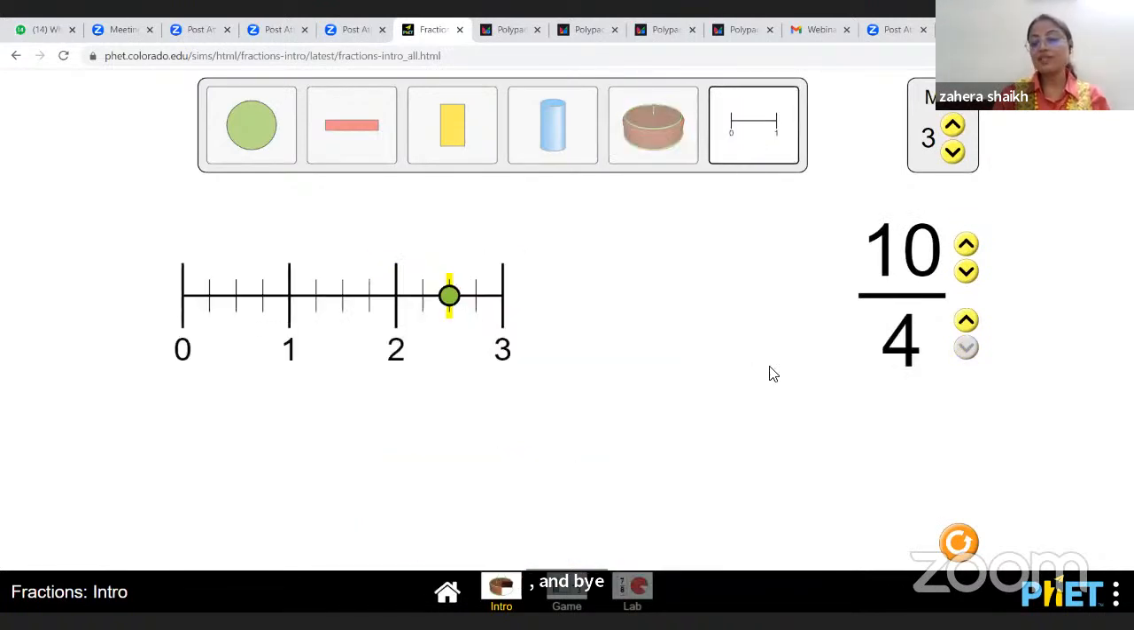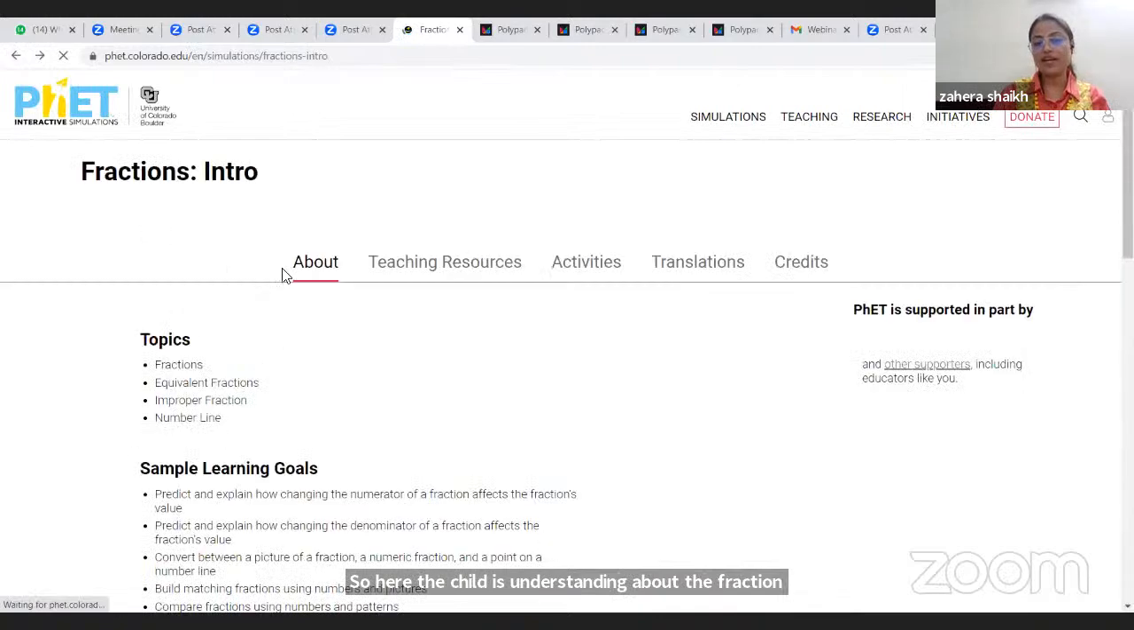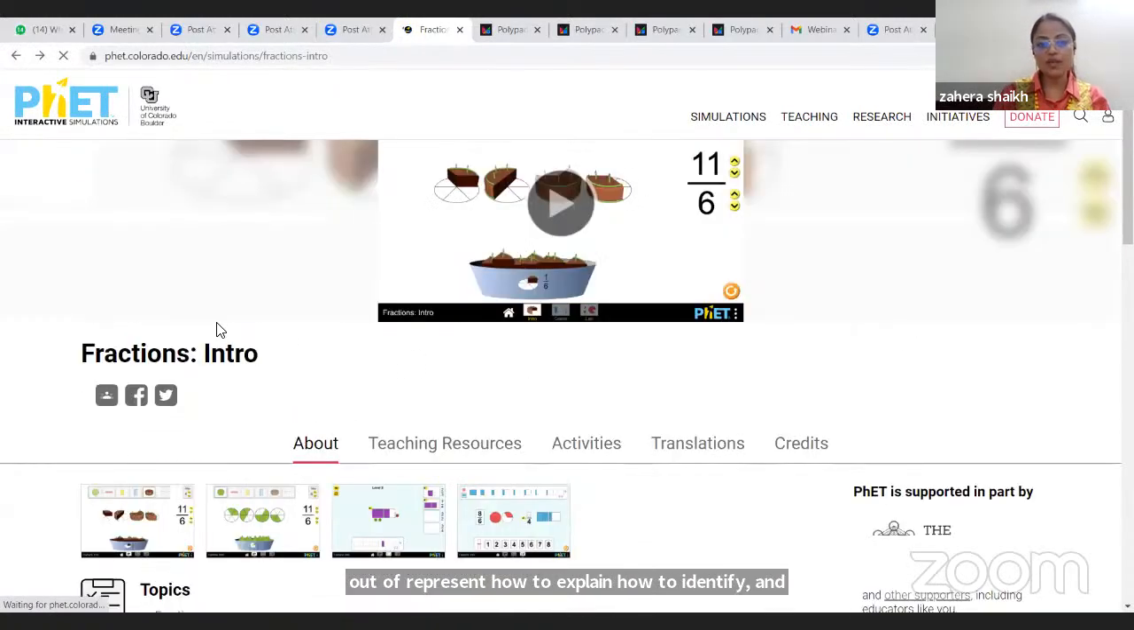Now I can represent my fraction using a number line as well. So where exactly does this 10 by 4 lie? I can see that 10 by 4 is somewhere here. I have 3 wholes, 0, 1, 2, 3, and each whole has been divided into 4 equal parts. This is 1/4, 2/4, 3/4, and this is 4 by 4. This is 5 by 4, 6 by 4, 7 by 4, and this is 8 by 4. And here 9 by 4, and this is 10 by 4. So here the child is understanding how to represent, explain, and identify the fraction, and then they can play the games as well.